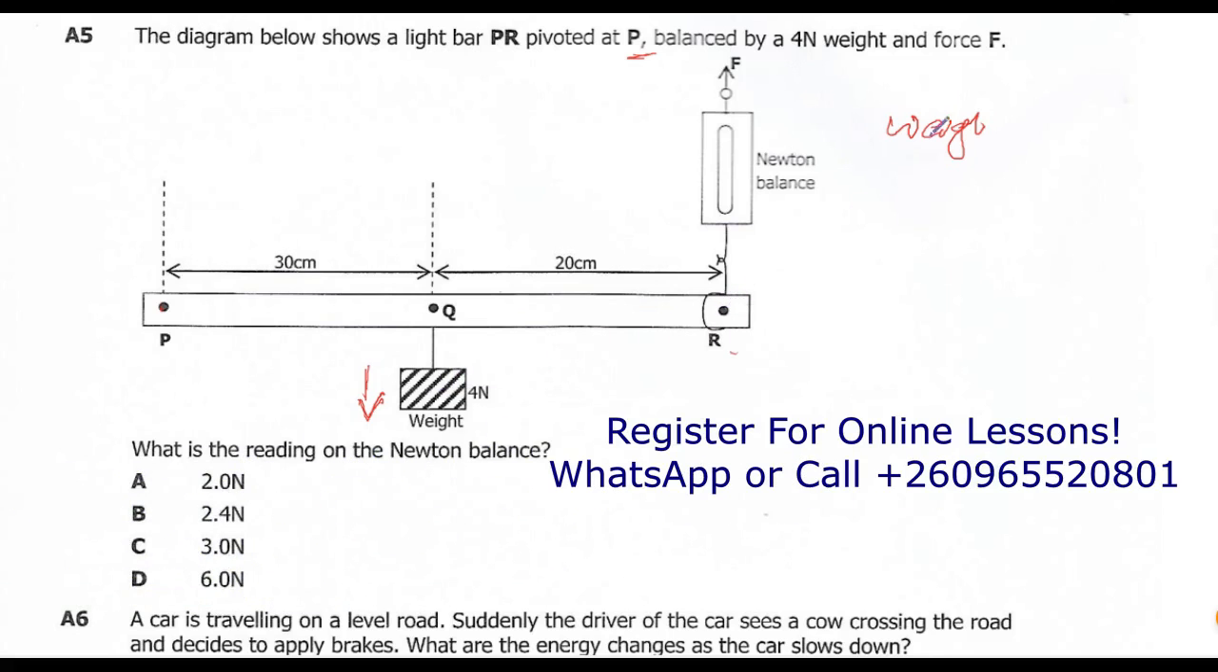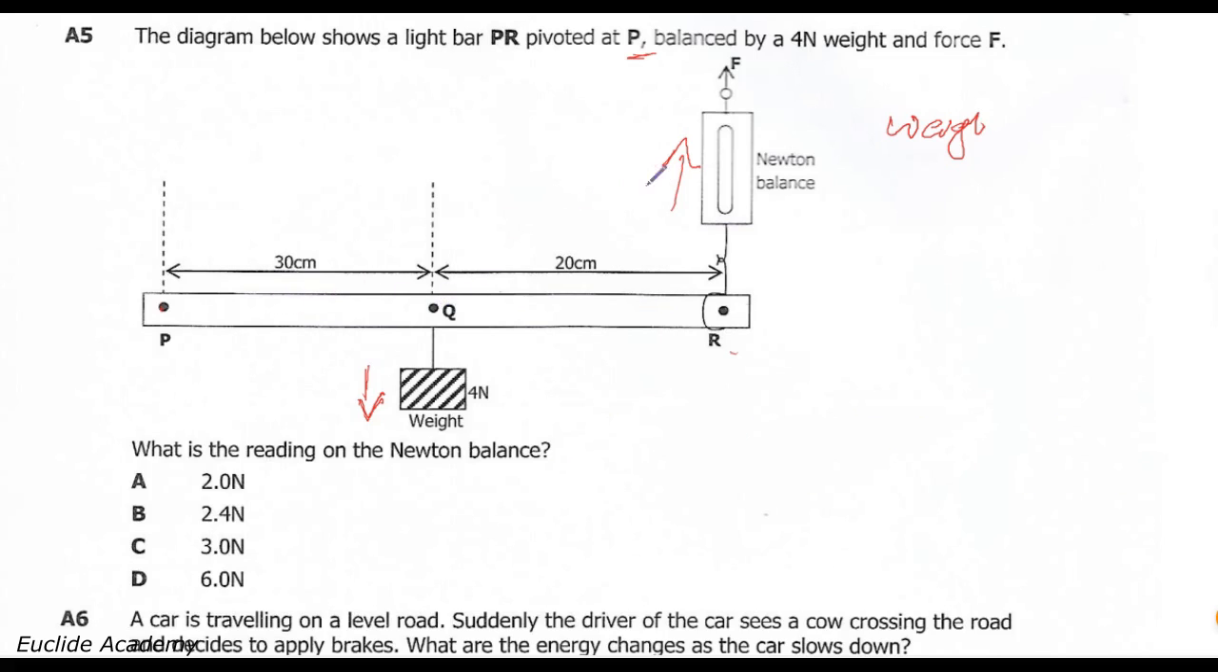And then we've got a force F. This is the force F. Now this force should be going in the other direction right there. So what is the reading on the Newton balance?